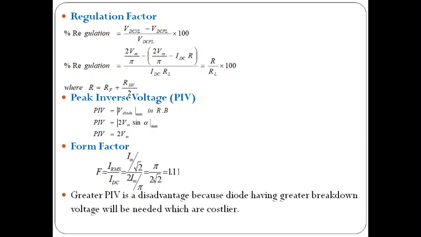Again, form factor is the ratio of RMS output to the DC output. From this we get 1.11. So here we have a higher peak inverse voltage. This is the drawback of our full wave rectifier. A greater peak inverse voltage is a disadvantage because diodes with greater breakdown voltage will be needed, which are costly. When you have a higher peak inverse voltage, those kinds of diodes are costlier. So cost also matters in this circuit design.